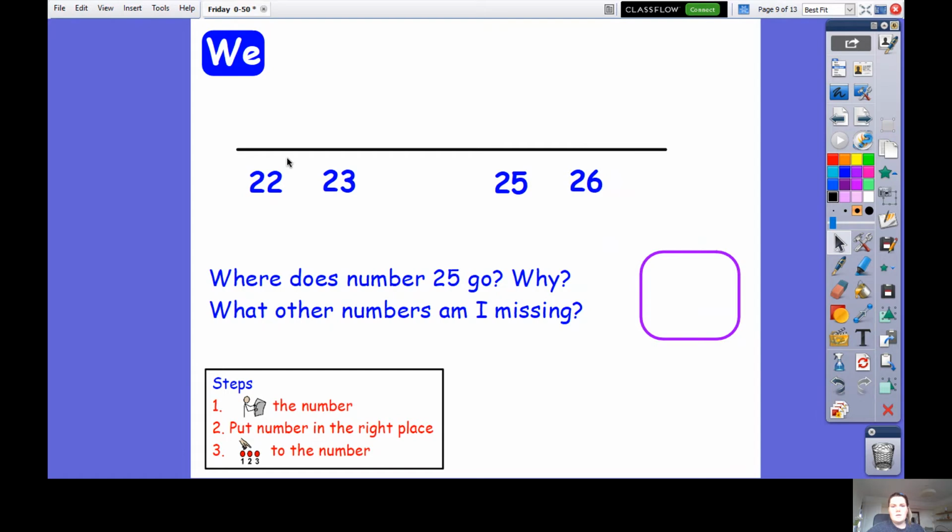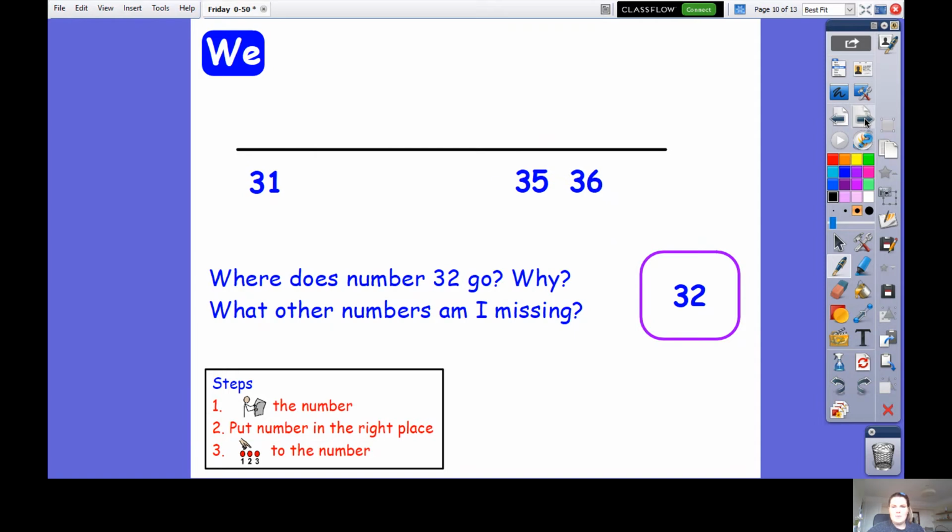Well done. Am I missing any other numbers? What other number am I missing? 24. Okay. Where does my 24 go? Next to the 23. Well done, because it's 22, 23, 24. Very good. 24, 25, 26. Is there one after 26? 27. Fantastic. We could keep on going, but that's where I'm going to stop, because that's where my line stopped. You were able to put in the 25 and find the missing numbers.